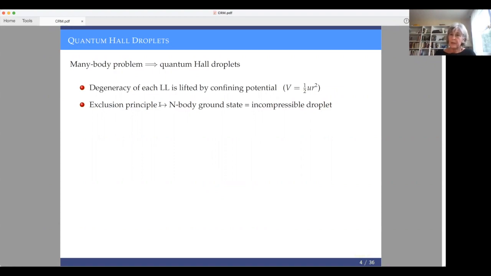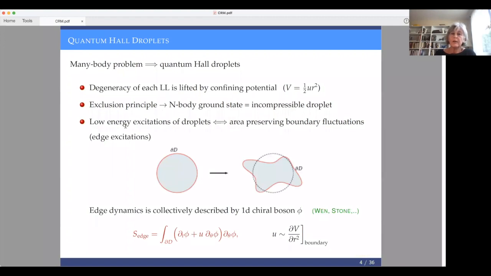The many-body problem gives rise to the so-called quantum Hall droplets in the following sense. The degeneracy of each Landau level is lifted if we introduce a confining potential, and in reality this is done by the actual boundaries of the sample. The electrons now localize around the minimum of this potential, but they're fermions, so there is an exclusion principle. As a result, they form incompressible droplets. And because of incompressibility, the low energy excitations of these droplets form around the boundary of the droplet. They're the so-called area-preserving boundary fluctuations, which are the edge excitations.